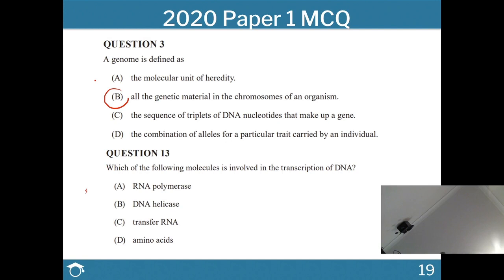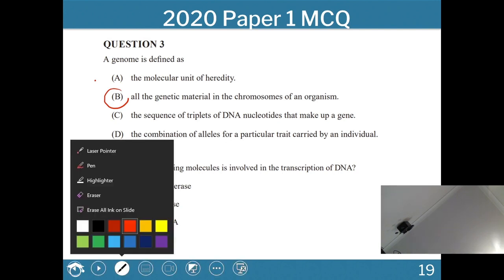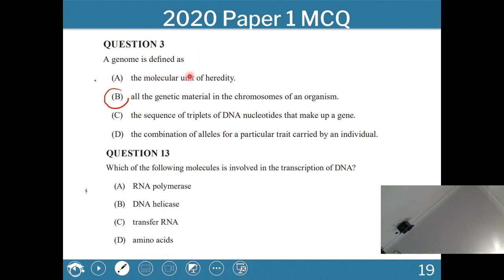The molecular unit of heredity, our first one there, is more a gene than a genome. And the sequence of triplets in DNA nucleotides that make up a gene are codons. The combination of alleles for a particular trait carried by an individual, this one isn't actually one that we talked about in this lesson, but this is a genotype, which might be revision from grade 10 for you, I'm thinking.